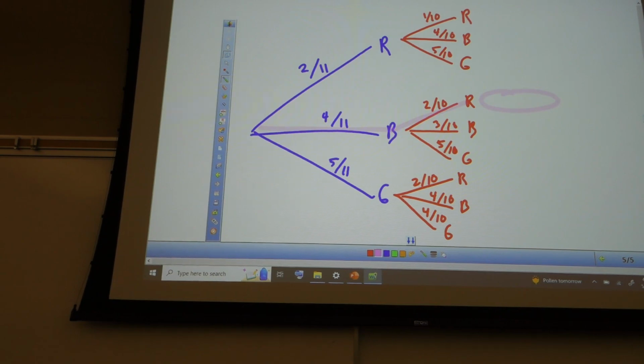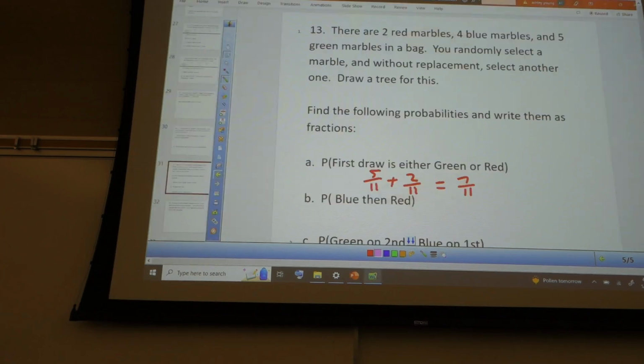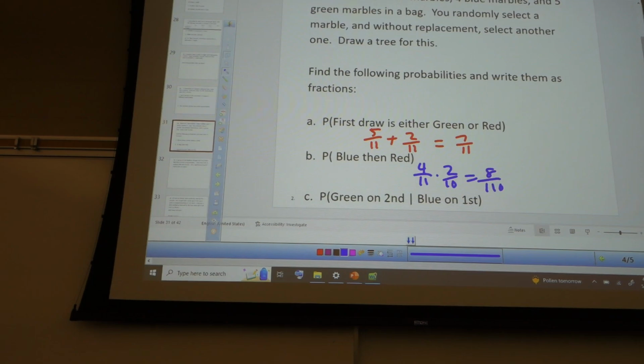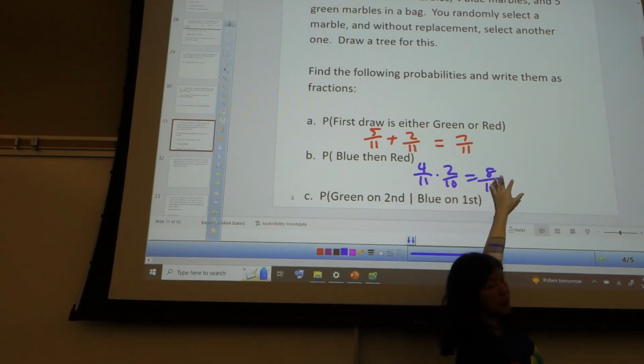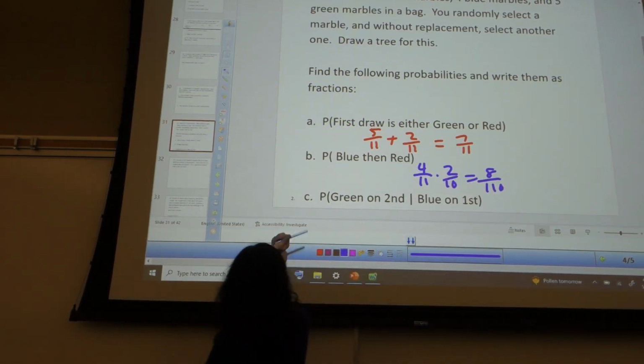How do I find that? 4 over 11 times 2 over 10. Yep, we multiply along the branch. You end up with 8 out of 110. Or again, if you're not trying to multiply them, you can just give me the decimals. Give me this first part, give me that times that, and do it in your calculator and give me the decimal answer. That's fine.